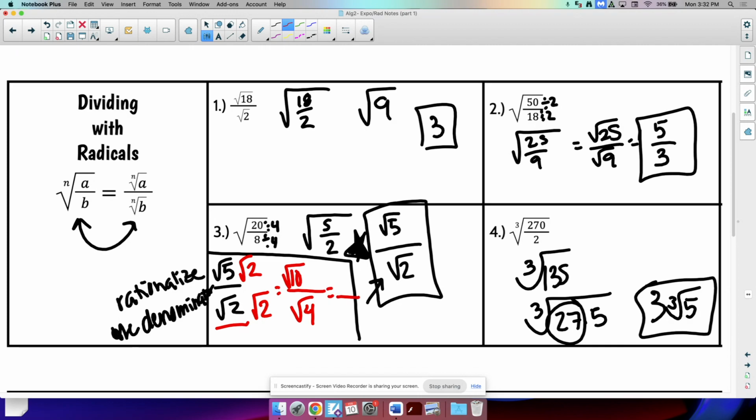The square root of 4 on the bottom reduces to a 2. Up top, do any perfect squares go into 10? Nope, 4 doesn't, 9 doesn't, so it just stays as 10 root 2. So decimal-wise, these two answers are the exact same. The square root of 10 over 2 is considered better simplified because it doesn't have that radical in the denominator.